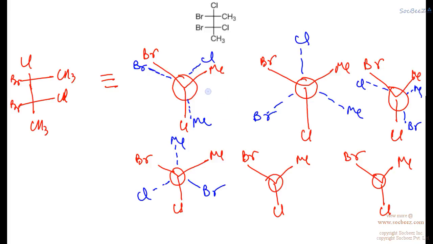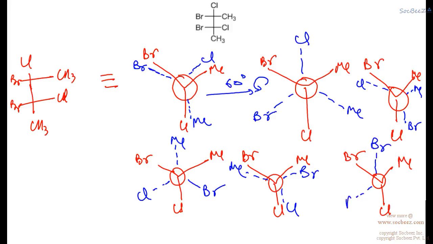Okay, you can easily observe from here that this conformer is rotated 60 degree in anti-clockwise direction. So now the fifth one will look something like this: Me Cl Br, and here it will look like Br Me Cl. Okay, so here this is unstable. This is unstable. This is unstable.